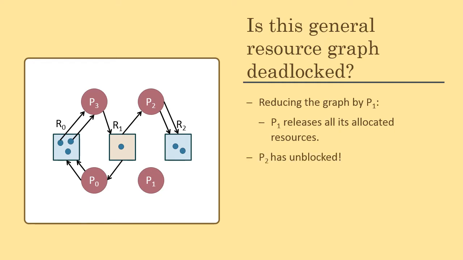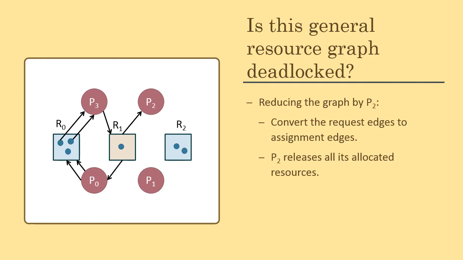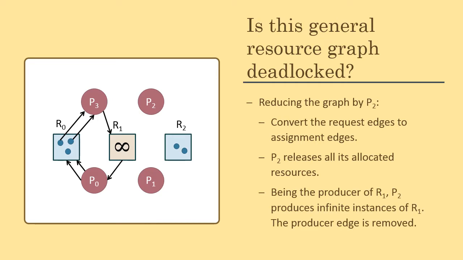P2 has unblocked. Reducing the graph by P2. Convert the request edges to assignment edges. P2 releases all its allocated resources. Being the producer of R1, P2 produces infinite instances of R1. The producer edge is removed.